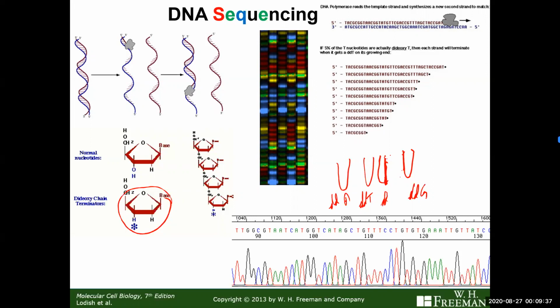These dideoxynucleotides will be a very tiny fraction of the total nucleotide concentration, typically 5% of the total. Therefore, every place where an A has to be incorporated, generally speaking, dATP will be incorporated. But occasionally, a ddA or dideoxy A will be incorporated. And wherever it is incorporated, that chain will terminate right there.